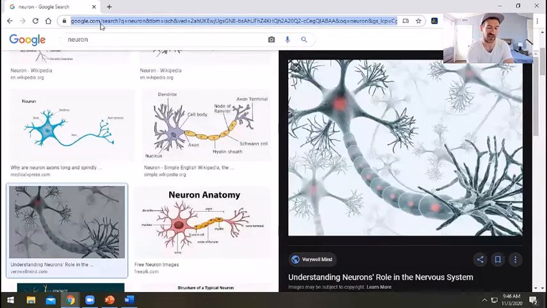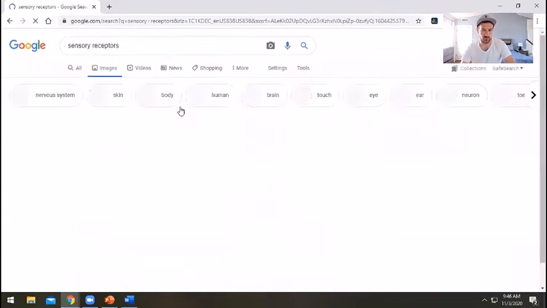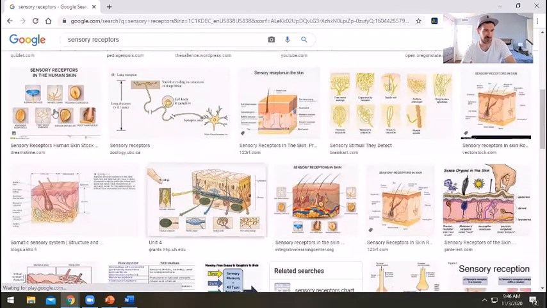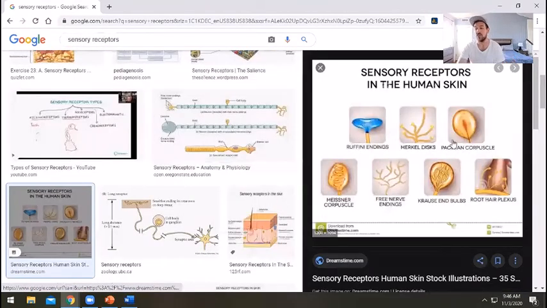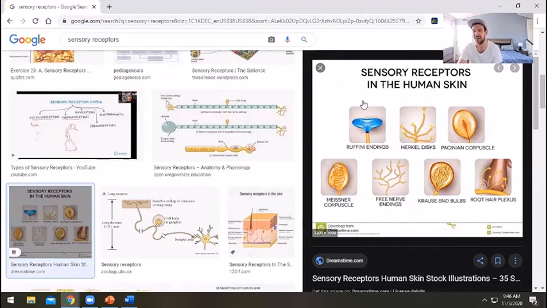If we look at our major categories here, you've got all kinds of different types of sensory receptors. You've got these ones right here that are in your skin. These are all in your skin, every single one of these. And I'm no skin expert, this is not one of my expert areas. But Ruffini endings and Pacini corpuscles and things like that are there to sense stretching.